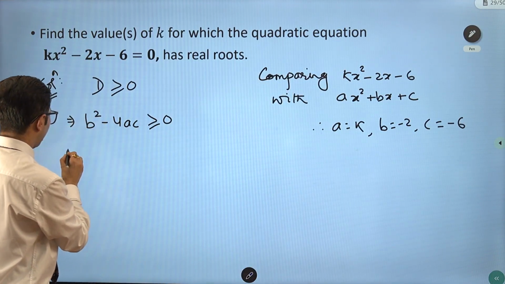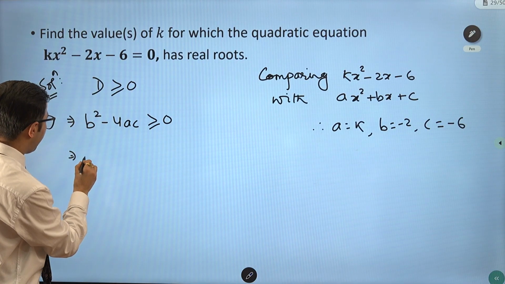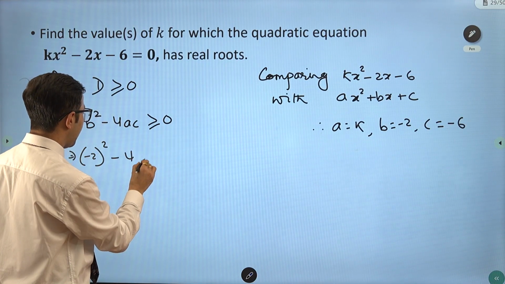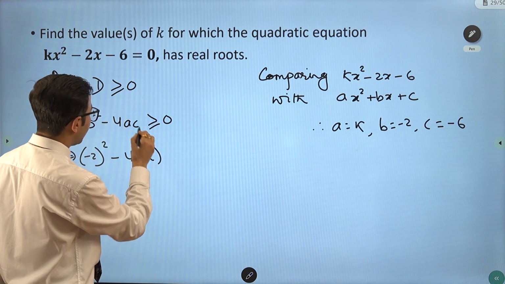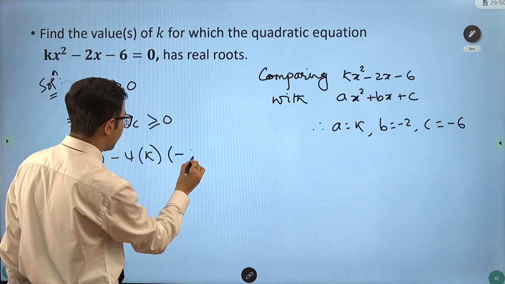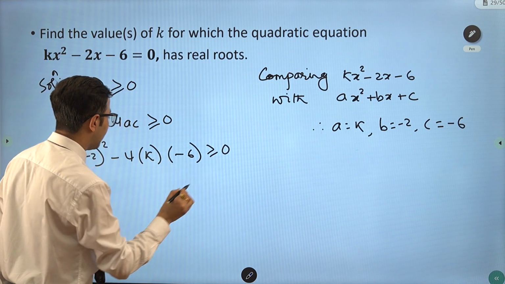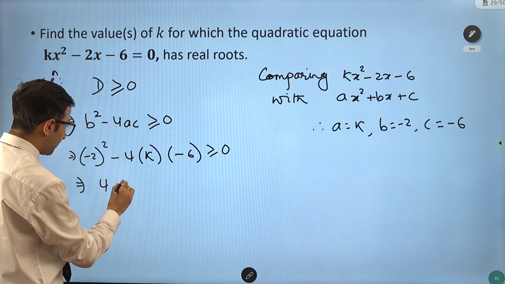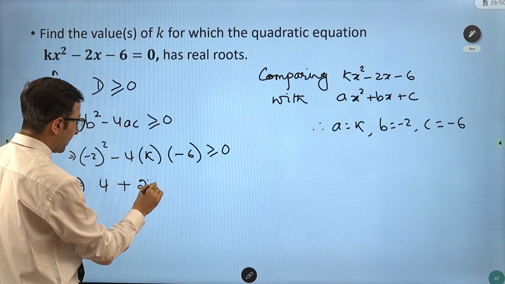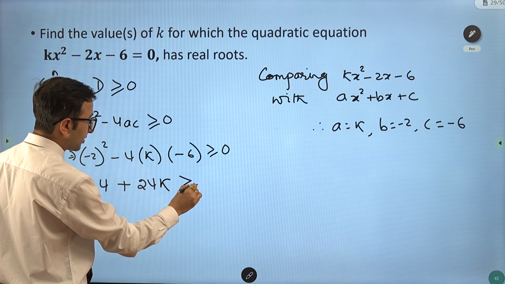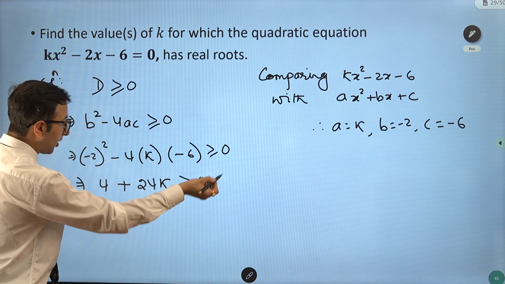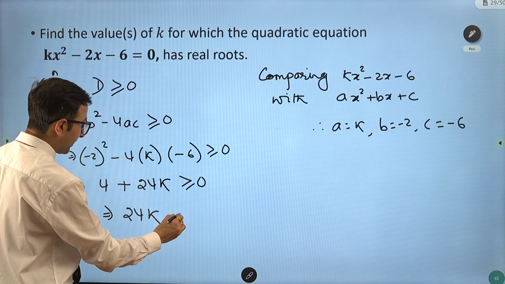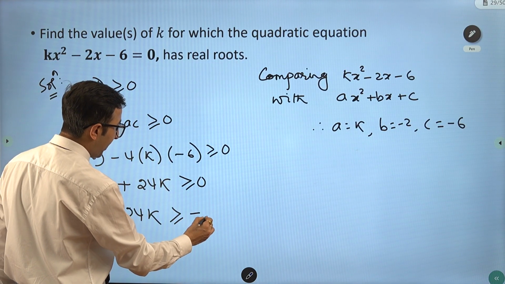We will be using here the value of b is -2 whole square minus 4 times the value of a is k and another value of c is -6 is greater or equals to 0. Square of -2 is 4, minus into minus plus, 4 6s are 24k, which is greater or equals to 0. Now take this 4 to the other side, 24k is greater or equals to -4.